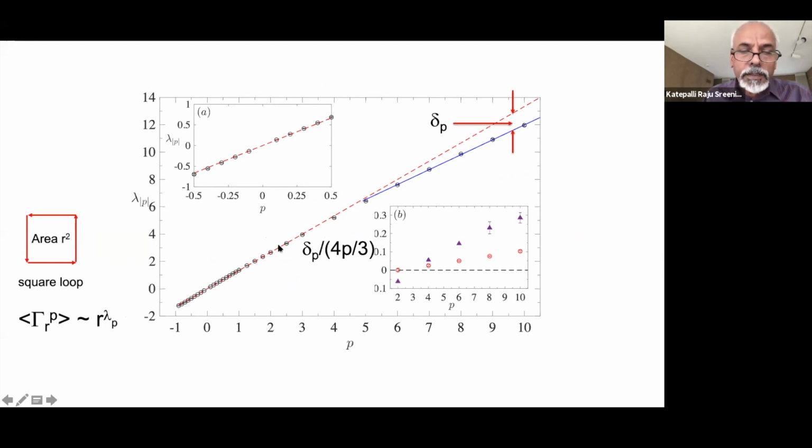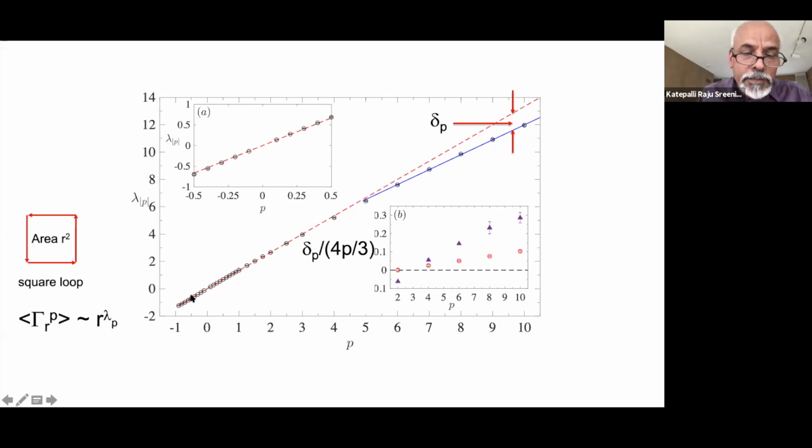And these are the data, and the data lie on the Kolmogorov line until maybe some fourth order, something like that. And then it starts to depart. And the nice thing is they seem to plot on one line rather than on a concave curve. That really is the essence of multifractality.